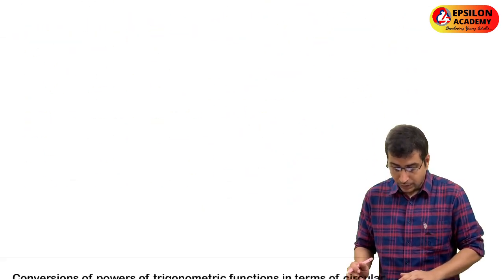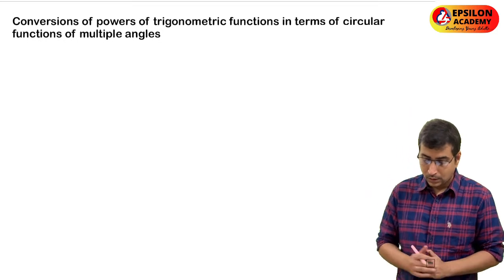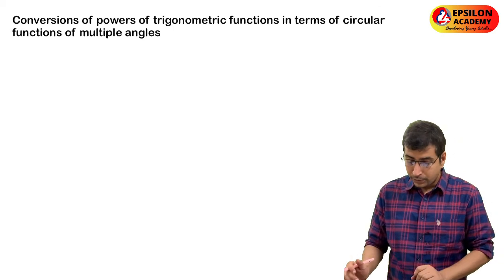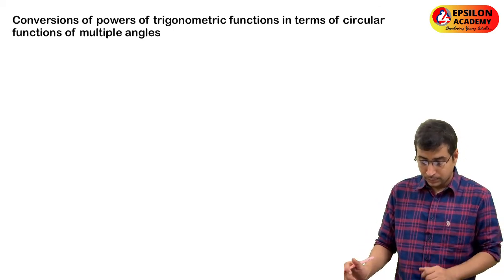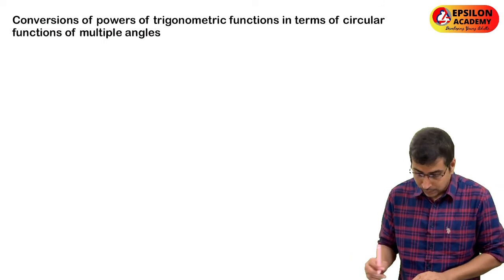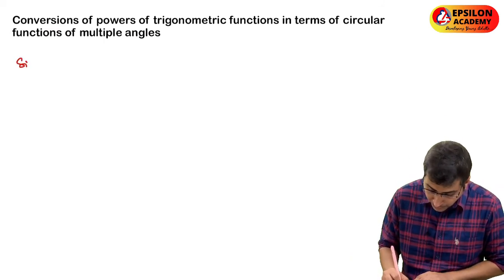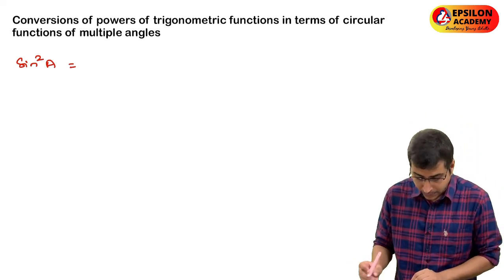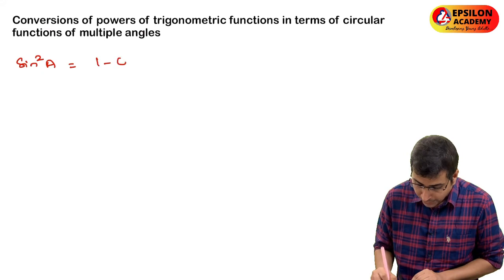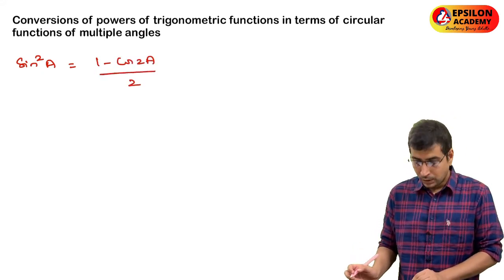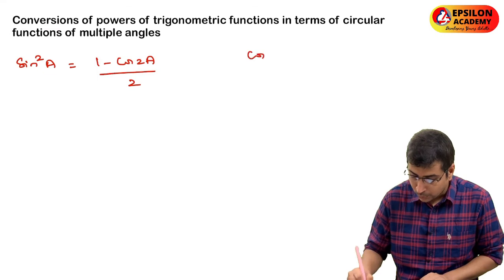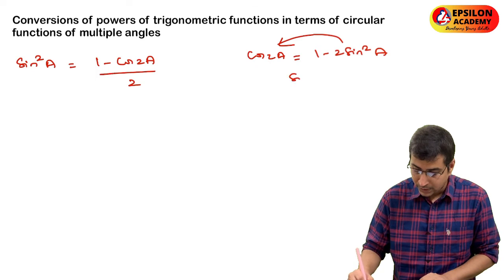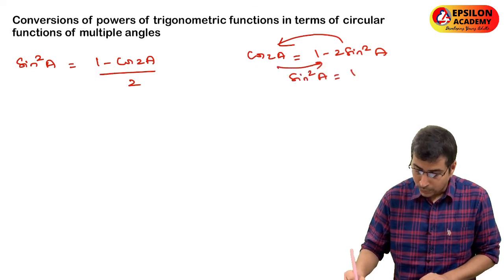Similarly, the last point that we are going to see is conversions of powers of trigonometric functions in terms of circular functions of multiple angles. That is, sometimes you will be asked to write sine square a in terms of another trigonometric function. Then sine square a can be written as 1 minus cos 2a divided by 2. So, how did we get this? We know that cos 2a is equal to 1 minus 2 sin square a. By rearranging this equation, you will get sin square a is equal to 1 minus cos 2a divided by 2.